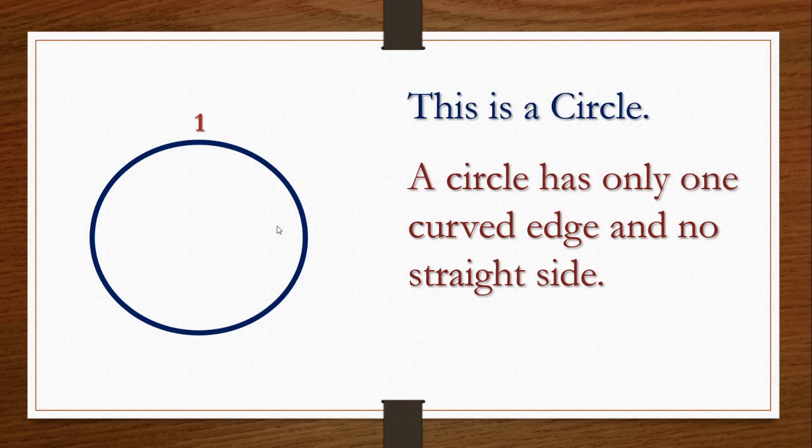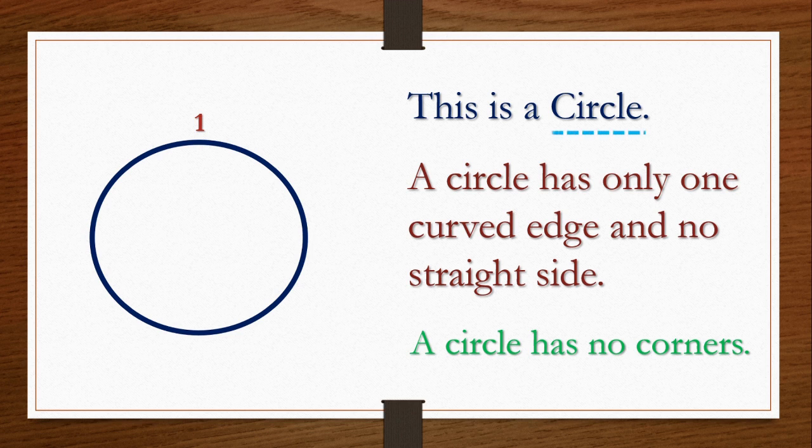How many corners are there? Can you tell me? कोना कितने हैं? Can you see any corner? No. Right? Here we will write a circle has no corners. Correct? So this figure is called a circle. In maths we call this figure a circle. Otherwise in daily routine we tell this as round. Round figure, isn't it? But in maths we call this a circle.